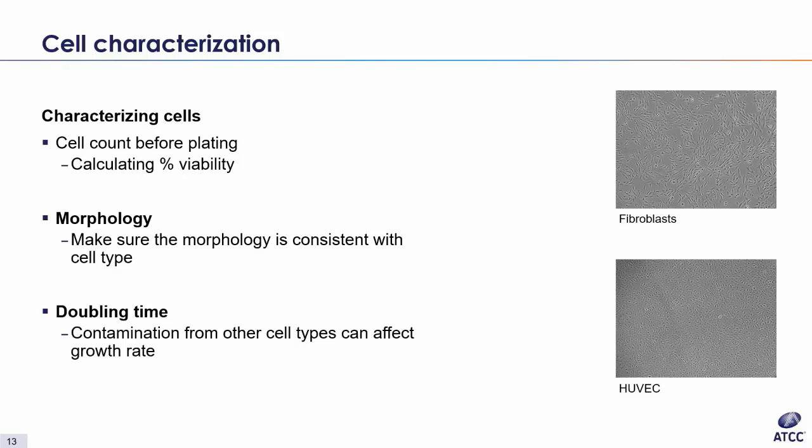Often when researchers receive cells from collaborators or other unreliable sources, they may find that the cells are not exactly what they thought they were. So morphology is a quick way to distinguish broad cell types from one another. In the example on the right, you have two cell types, fibroblasts and HUVECs. They have very distinct morphology. Fibroblasts tend to be elongated, whereas HUVECs tend to have a rounded cobblestone appearance. Also, since different cell types grow at different rates, always make sure your cells are growing the way you would expect. If cells are contaminated with another fast-growing cell, the growth rate and doubling time may be greatly increased.